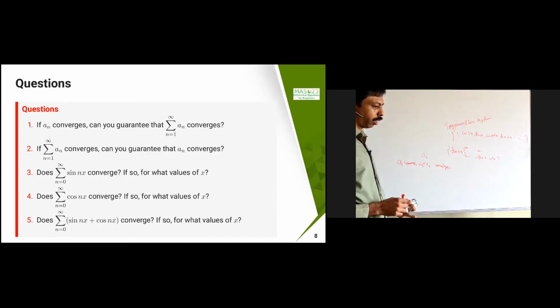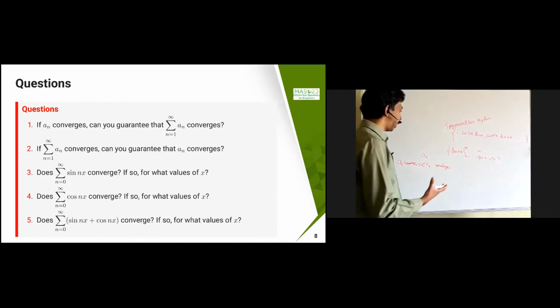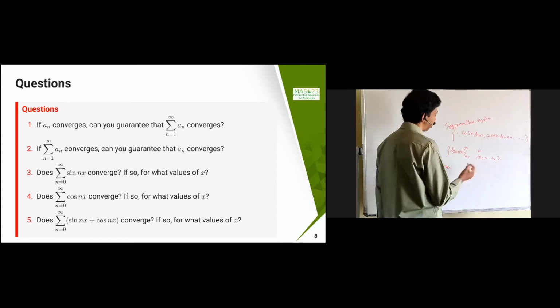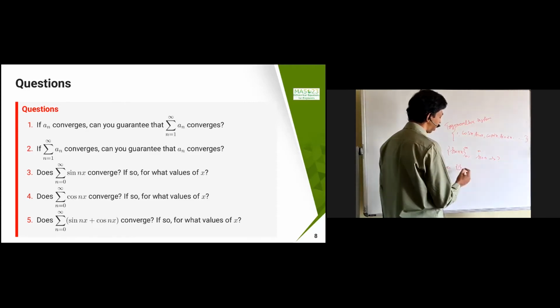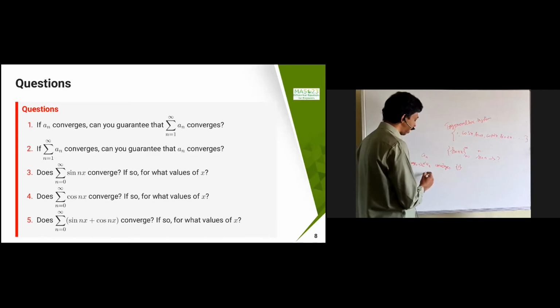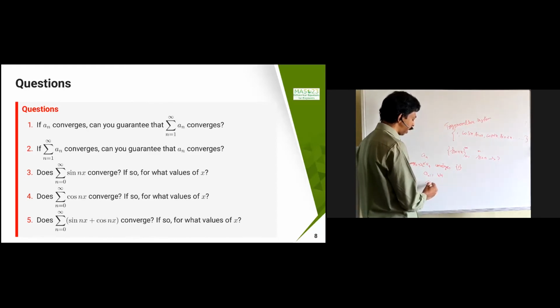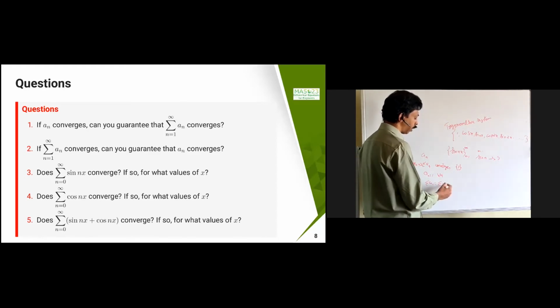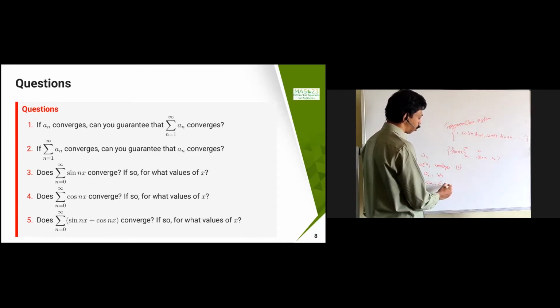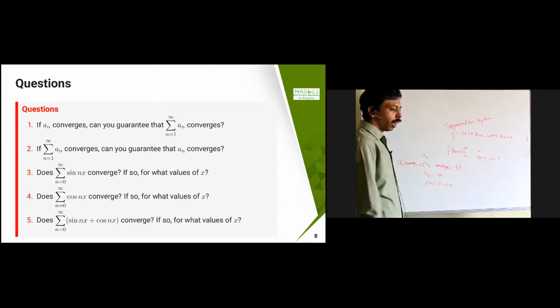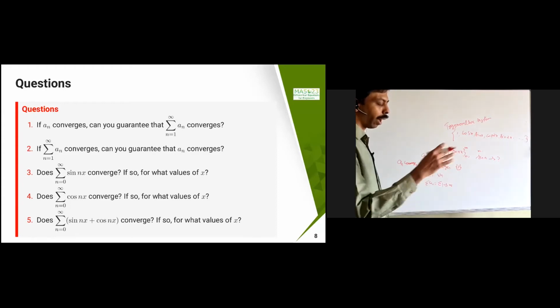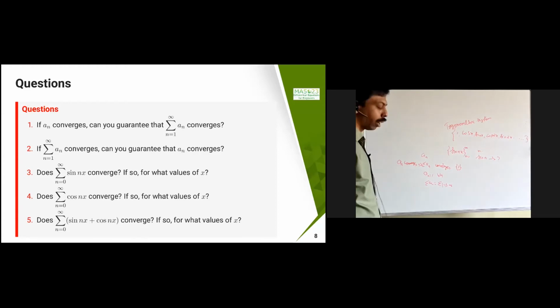Yes, sir. For example, you can take the sequence an equal to 1 for all n. This sequence converges to the point 1. But summation an is summation 1, which is infinite. If I add 1 infinitely many times, it gives infinity, so it is going to diverge. It is not going to converge.